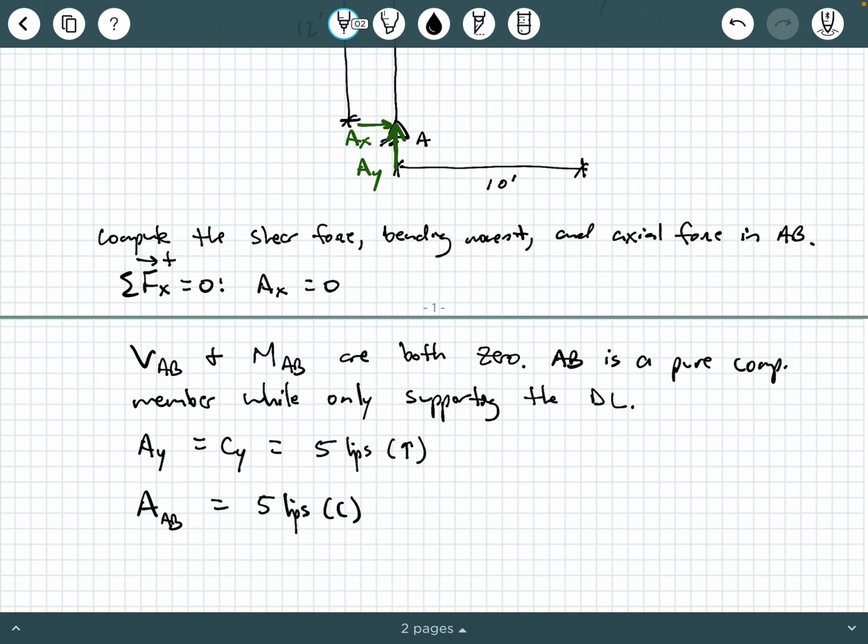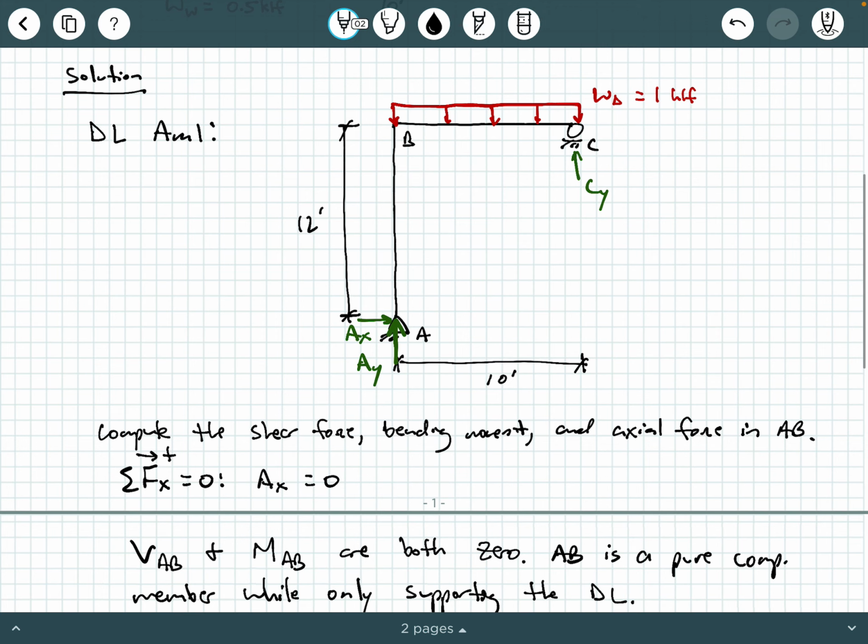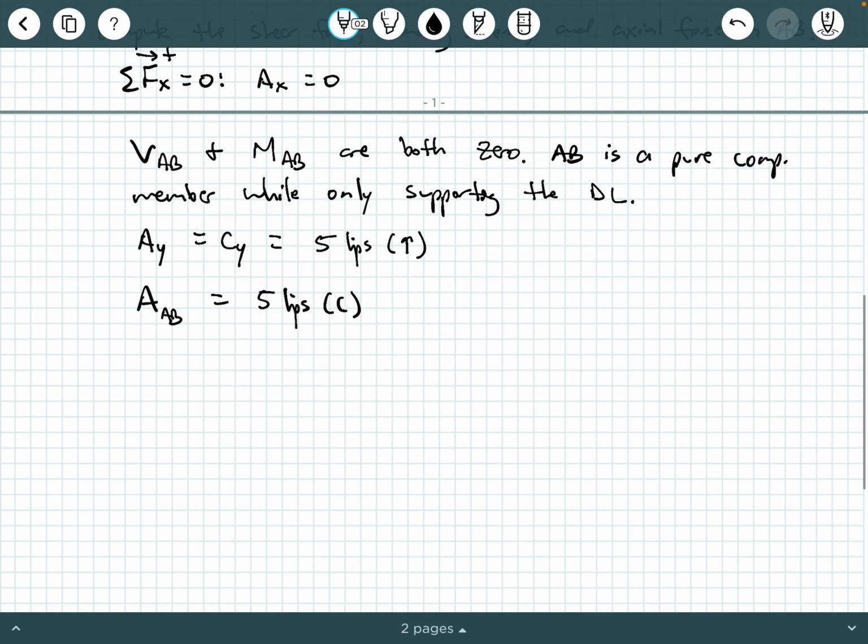Again, maybe pause the video and think about it for a second to convince yourself of it, because I'm not going to show every single detail in this video. I'm assuming you're already comfortable with these equilibrium procedures, but AB would be a pure compression member exposed to 5 kips in compression for this loading scenario. So that's our dead load analysis.